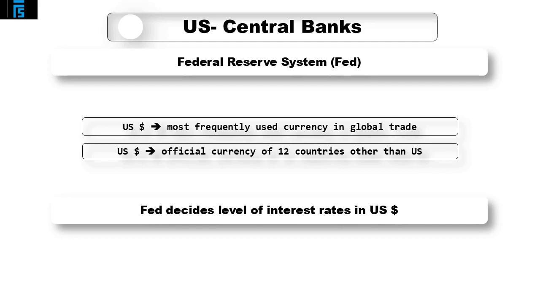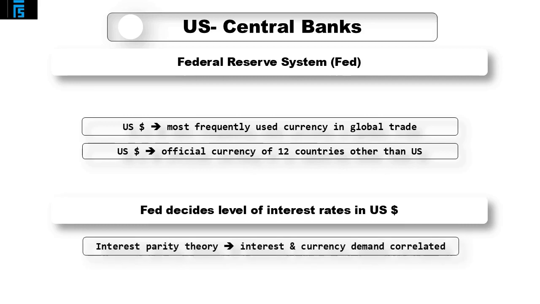As you will learn later on in this course, in accordance with the theory of interest rate parity, the level of interest rates is correlated with the demand for currencies and thus has a significant impact on exchange rates. So, taking into account that the US dollar is the currency most often used in global trade, the decisions of the Fed have an enormous effect on the prices of goods and services worldwide.